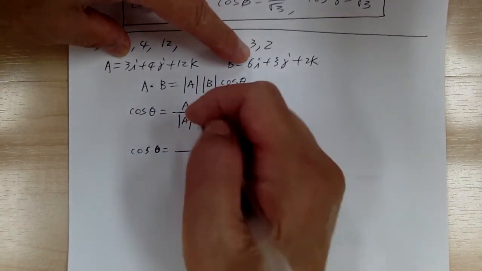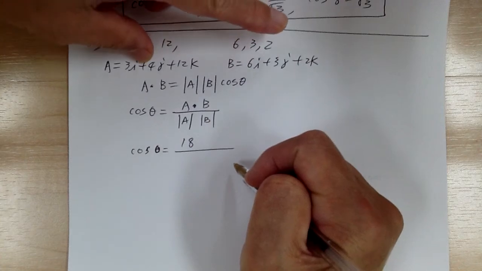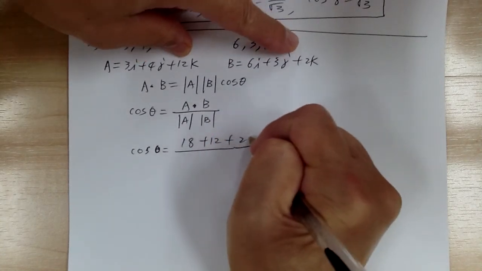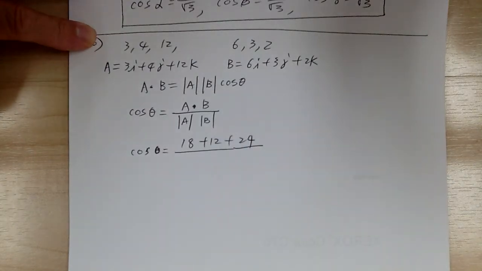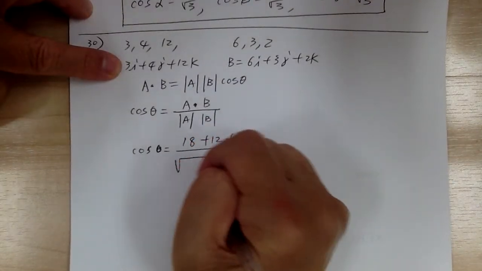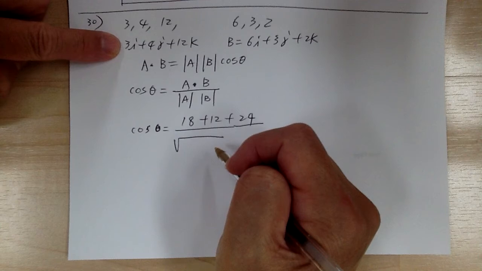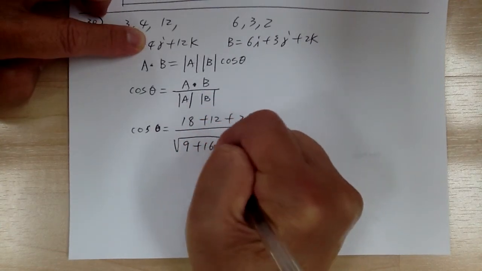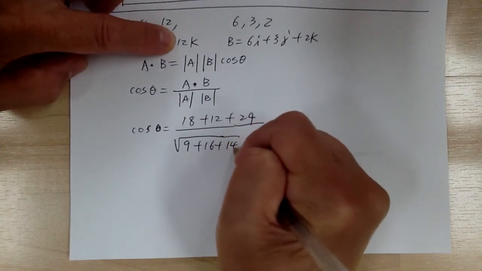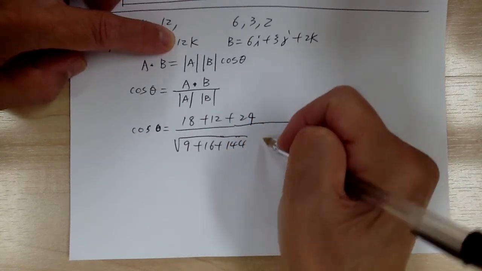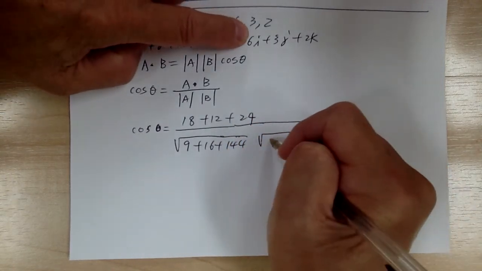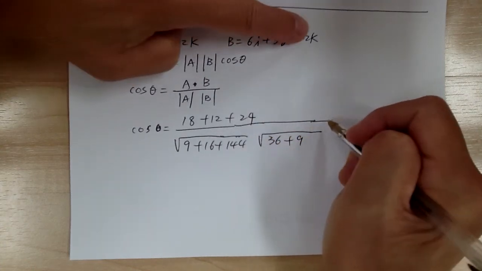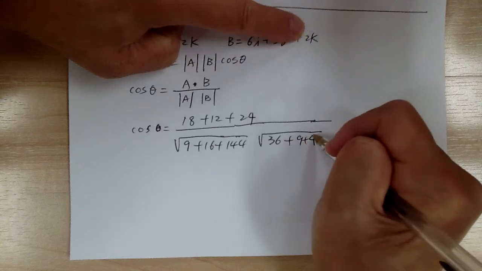So 3 times 6 gives you 18. 4 times 3 gives you 12. 12 times 2 gives you 24. And to find the length of A, you just use the Pythagorean theorem. So 3 squared is 9, 4 squared is 16, 12 squared is 144. So that's for A. Now for B, 6 squared is 36, 3 squared is 9, and 2 squared is 4.